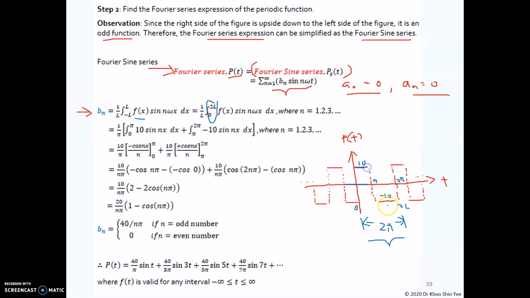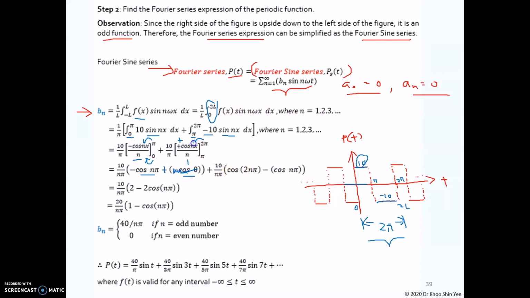You have two functions within this region. Therefore, you need to integrate it separately. So let's integrate the function equal to 10 here from 0 to pi. And then you integrate from pi to 2 pi for the function equal to negative 10. After you integrate the sine nx, you obtain negative cos nx divided by n here. Multiply with the negative here, you obtain positive. Substitute pi inside, you obtain cos n pi. Substitute 0 inside, you obtain cos 0, which is equal to 1. So negative negative here become positive.